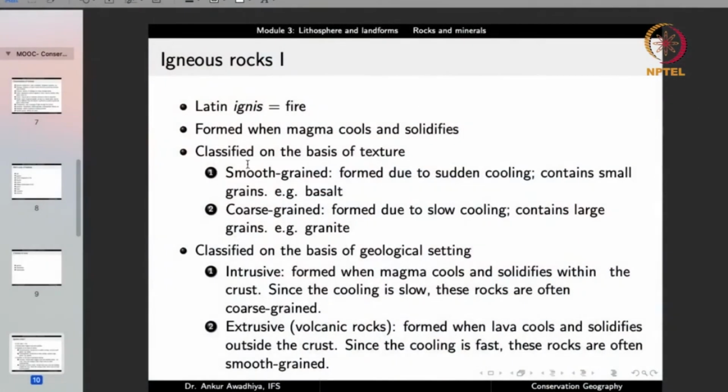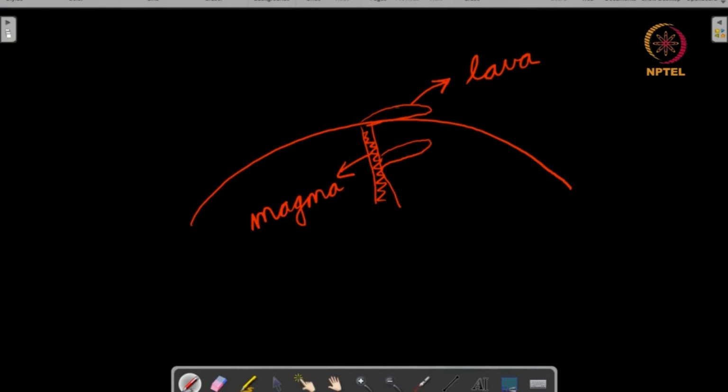Now, on the basis of their texture, we can have smooth grained rocks or coarse grained rocks. Smooth grained rocks are formed due to sudden cooling, and they contain small grains, such as basalt. Smooth grained rocks typically form when the lava has come to the surface, because once it has come to the surface, we can have a rapid release of heat to the surroundings. It is typically surrounded by either air or water, and in both the cases, air and water are very good media to take heat away from the surface. So there is a very quick solidification.